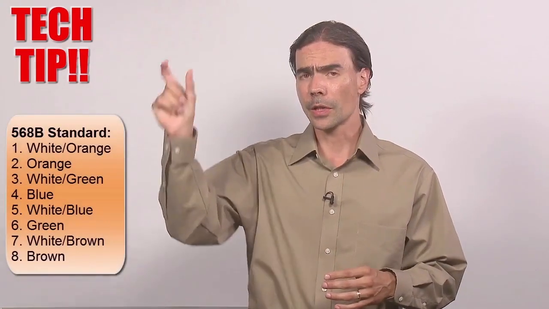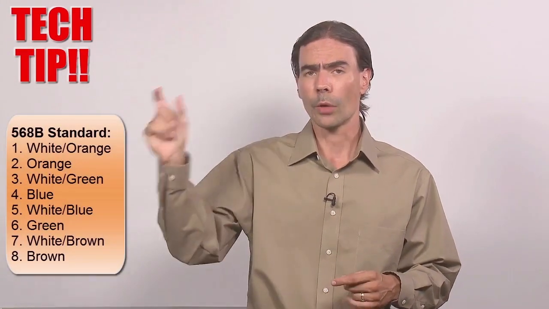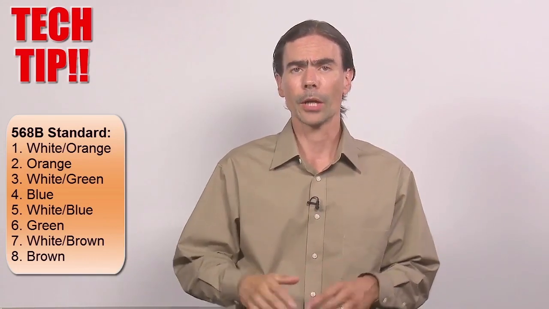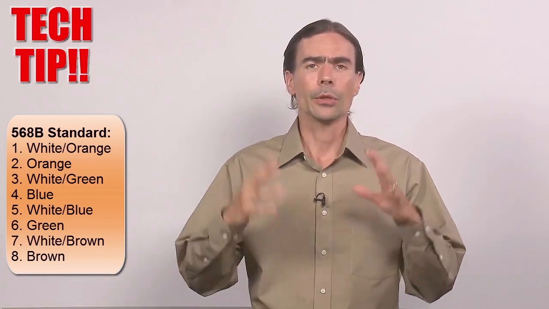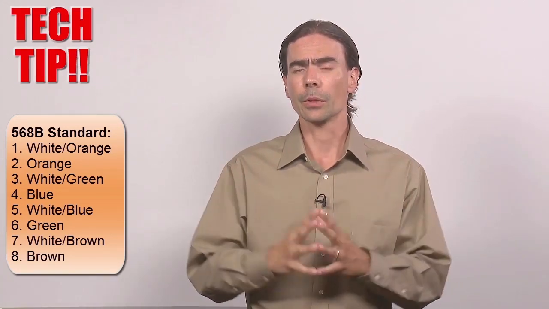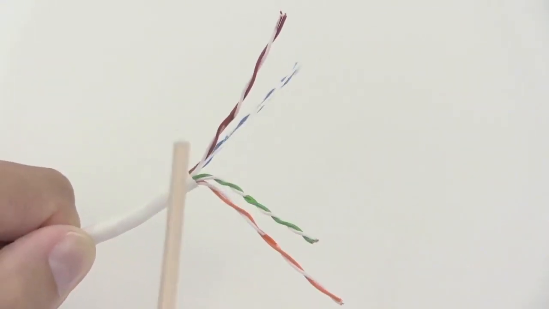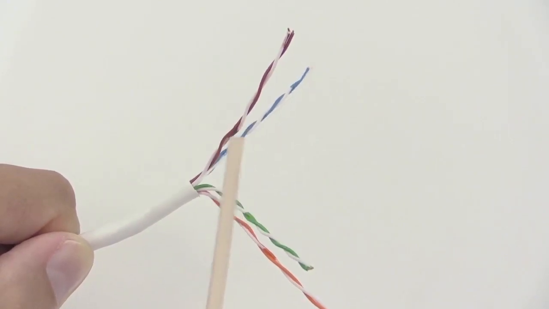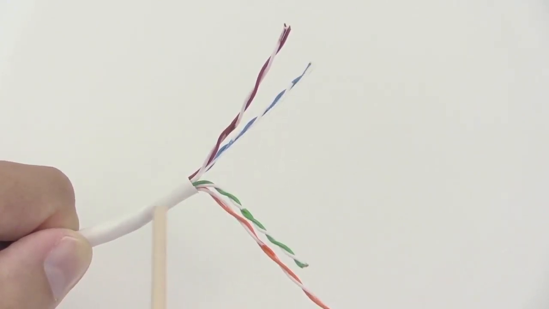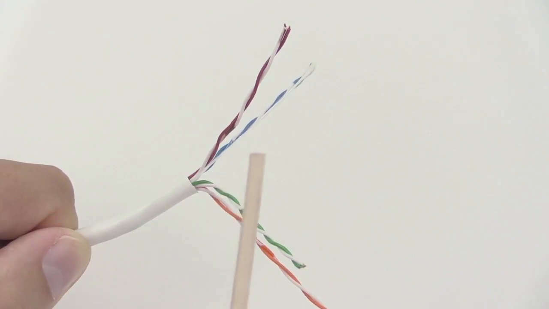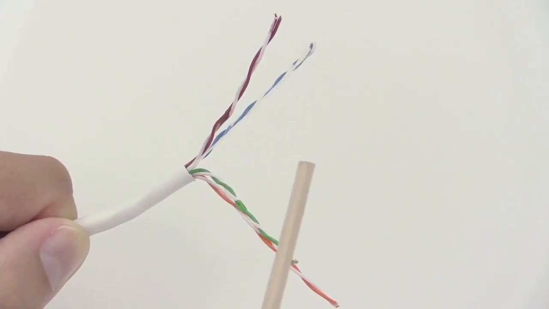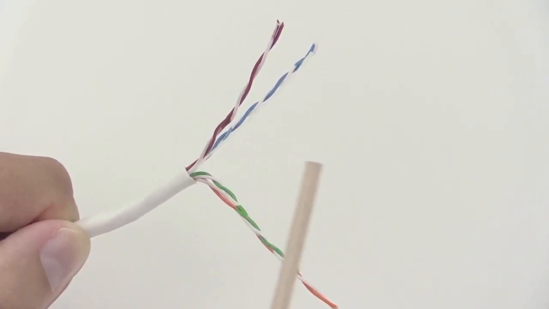I strongly recommend that you memorize the 568B and 568A standards. Those color sequences, white-orange, orange, white-green, blue, white-blue, green, white-brown, brown, that's the 568B. You should know these color sequences for when you're working with network cabling. So these are the twisted wires, and they're twisted all along the length of the cable. The twists help with continuity, and they help to reduce things like crosstalk and interference.